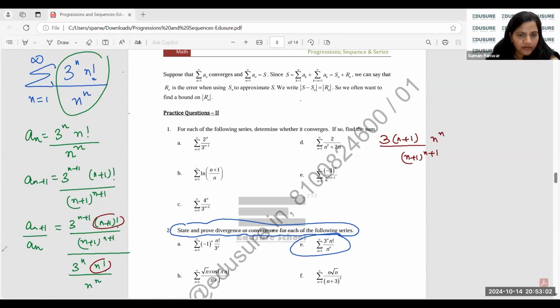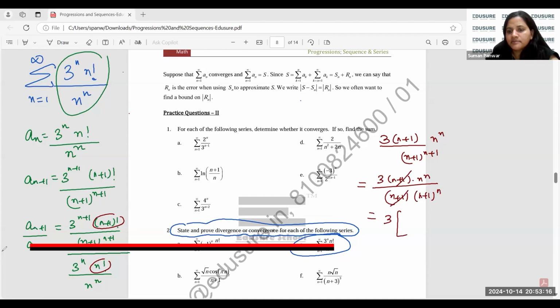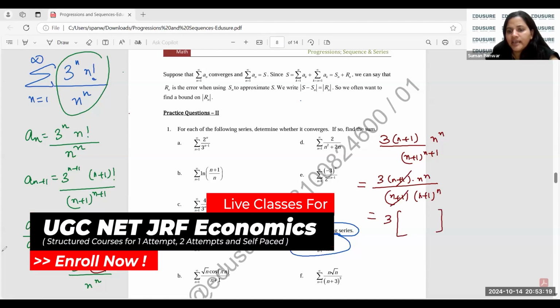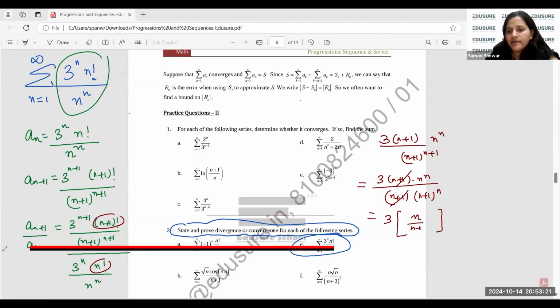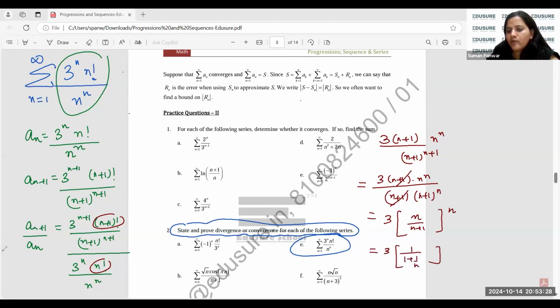I hope I'm correct. Okay. So this is 3 n plus 1 n by n divided by n plus 1 to the power n. So this is 3, and we can write it as n upon n plus 1 whole power n. So this is 3, and we can write it as 1 plus 1 upon n whole power n. And this is 3 divided by 1 plus 1 by n whole power n.